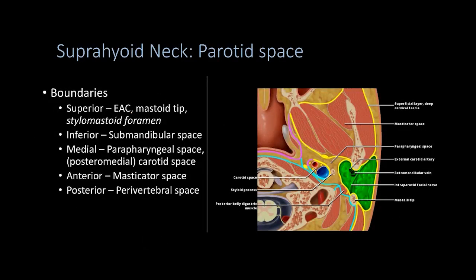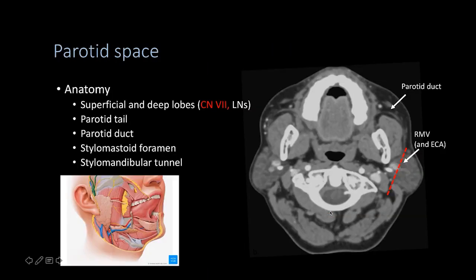So next we're going to move on to the parotid space. Superiorly, the parotid space is going to abut the external auditory canal and the mastoid tip, and importantly it also abuts the stylomastoid foramen, which is going to transmit the seventh cranial nerve. Inferiorly, the parotid tail is going to extend towards the submandibular space. Medially we have our parapharyngeal space and the carotid space. Anteriorly, again, we have that masticator space, and posteriorly we see this perivertebral space.